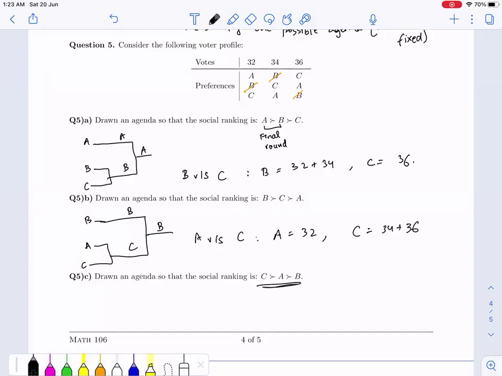And finally, let's do an agenda where C and A are the finalists. C wins over A, and A has to win over B, so you can just do A versus B here. And I think this would work. You can check for yourself.